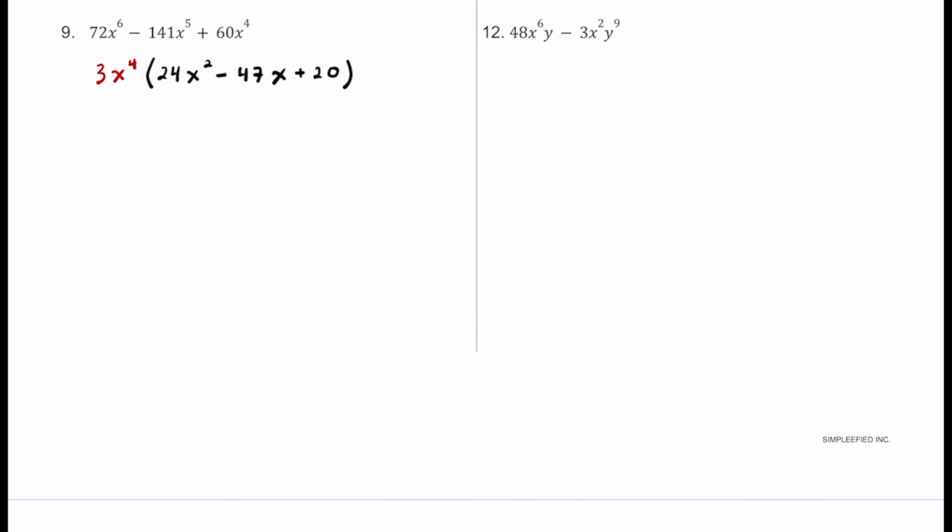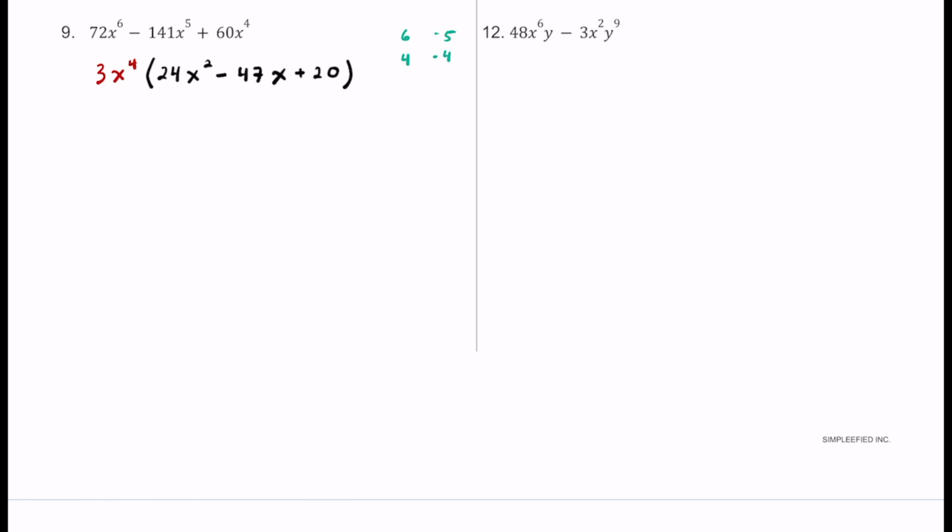So for 24, I'm going to start with maybe 6 and 4 and see if that's going to factor. And then because this 47 is negative, but this 20 is positive, we do need 2 negative factors for 20. So maybe I'll start off with something like 5 and 4. So 5 and 4 and make them both negative here. Now if we go across, that's going to be negative 30 and negative 16. That's negative 46, which is pretty close, but not what we want. This will be negative 20 and negative 24, which is negative 44, which is also not what we want, but it is pretty close, okay?